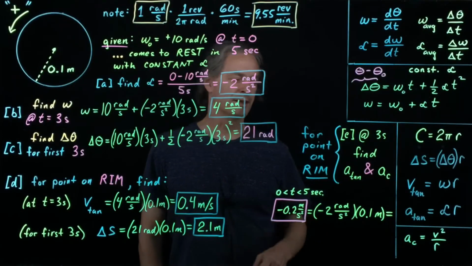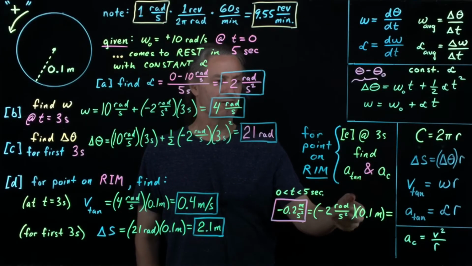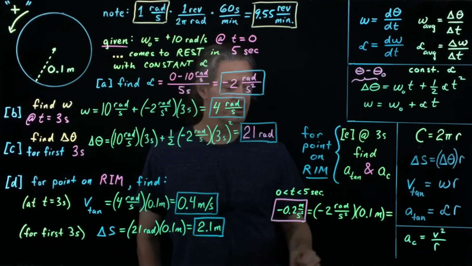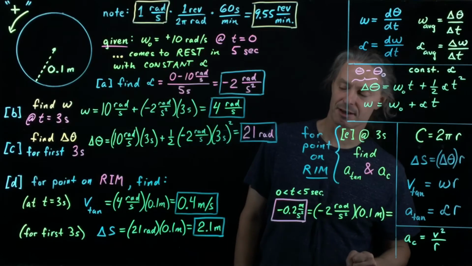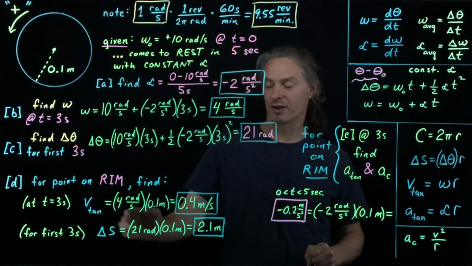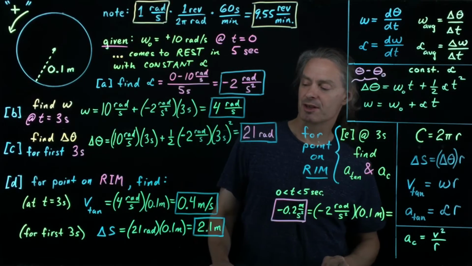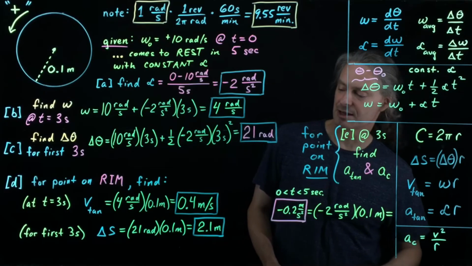Returning to our calculation, let's find the centripetal acceleration component at time t equals 3 seconds. So we can use this. We need the speed at time t equals 3 seconds. Well, we have the tangential velocity component at time t equals 3 seconds. The speed will just be the magnitude of that.